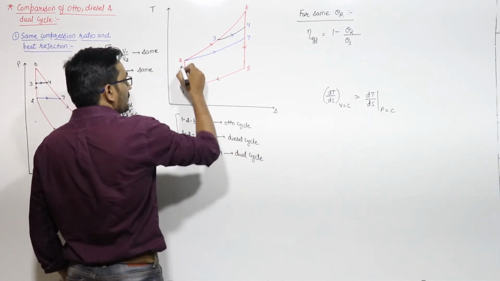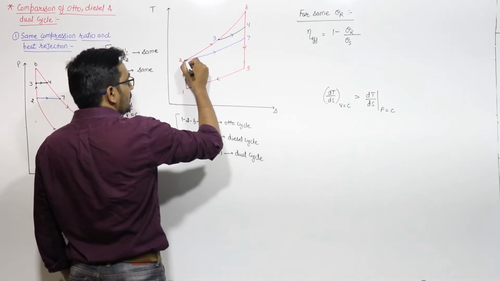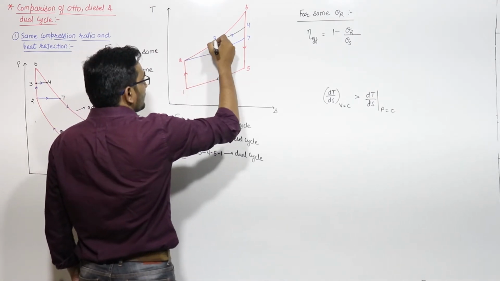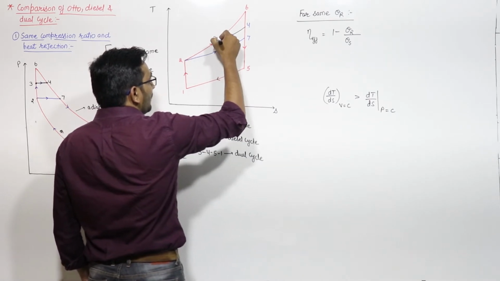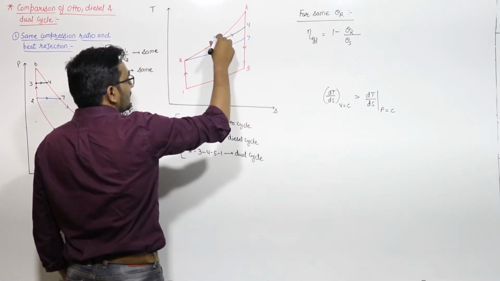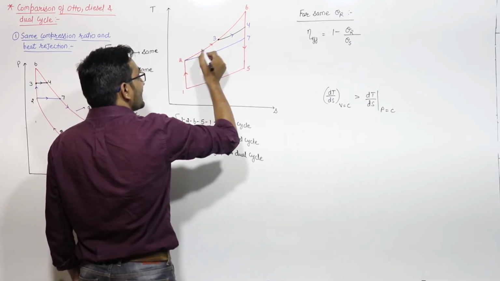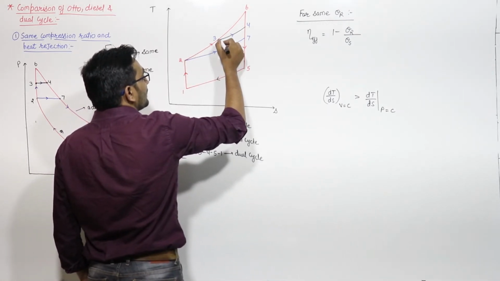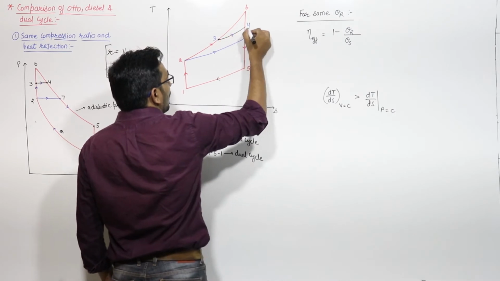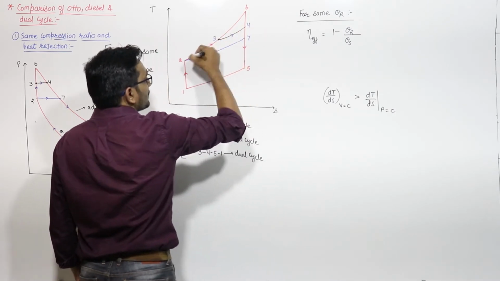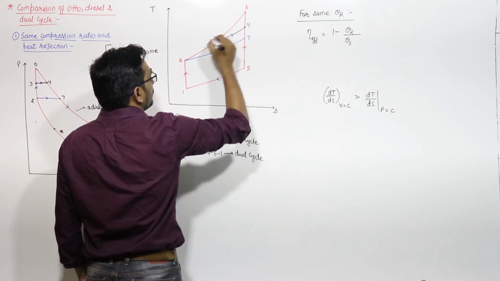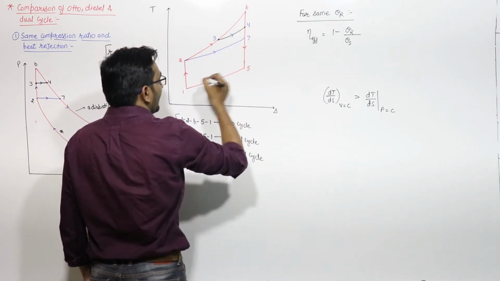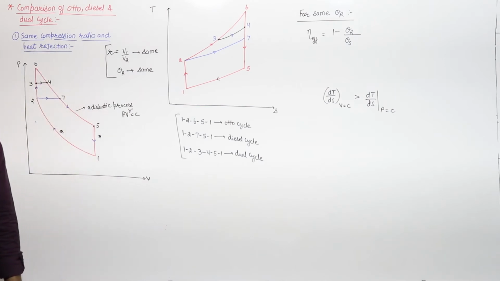Now we have to draw the dual cycle. So suppose this is 1 to 2, same for the dual cycle also. Let us say this 2 to 3, up to here we have constant volume heat addition. Now we have to draw a constant pressure heat addition whose slope will be less than the slope of this, right? So that's why it will also be in the downward direction. It will also be below this constant volume curve. So let us say this is 4. So 1, 2, 3, 4, 5, 1. This is the dual cycle.